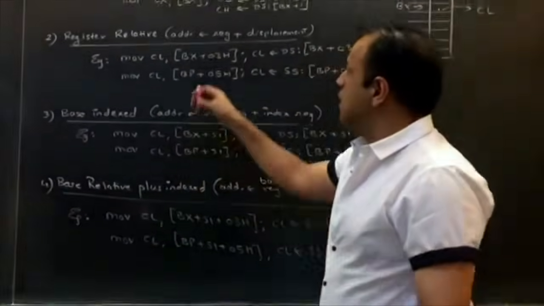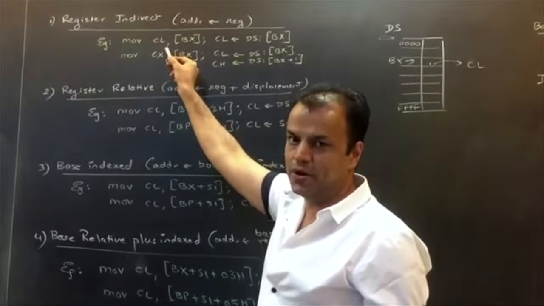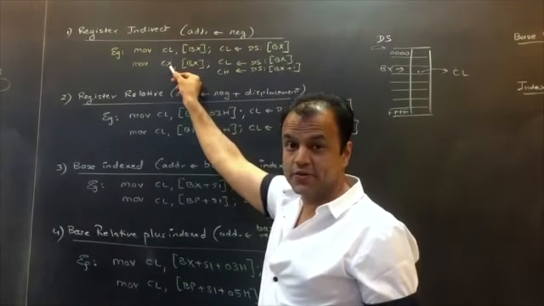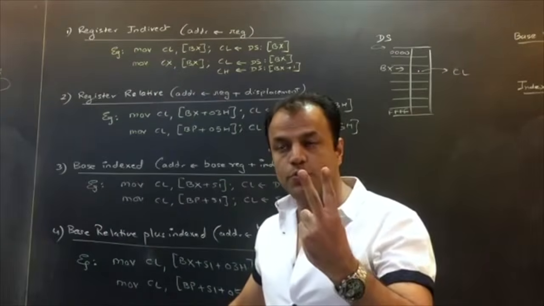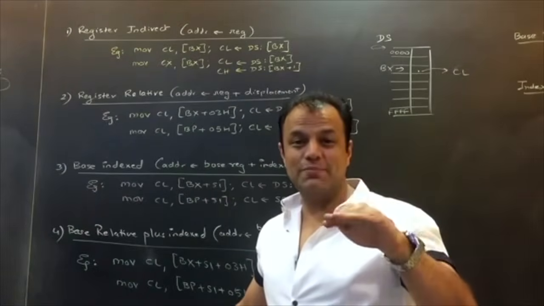We are done. One more example. If you write MOV CX, now please tell me, come on. If you use CL, it's an 8-bit register. If you use CX, it's a 16-bit register. So if you want 16-bit data, it will come from one location or 2 locations. You're right, it will come from 2 locations, 2 scattered locations or consecutive. So it will come from BX and BX plus 1.